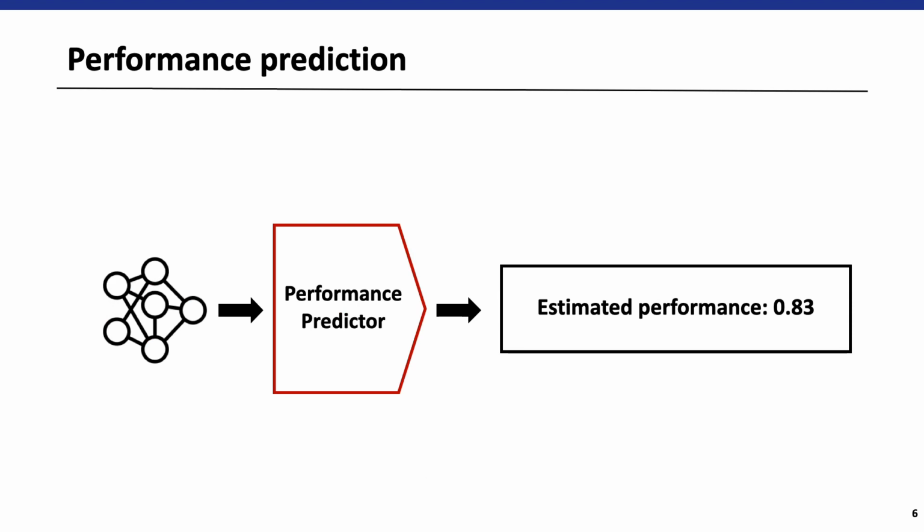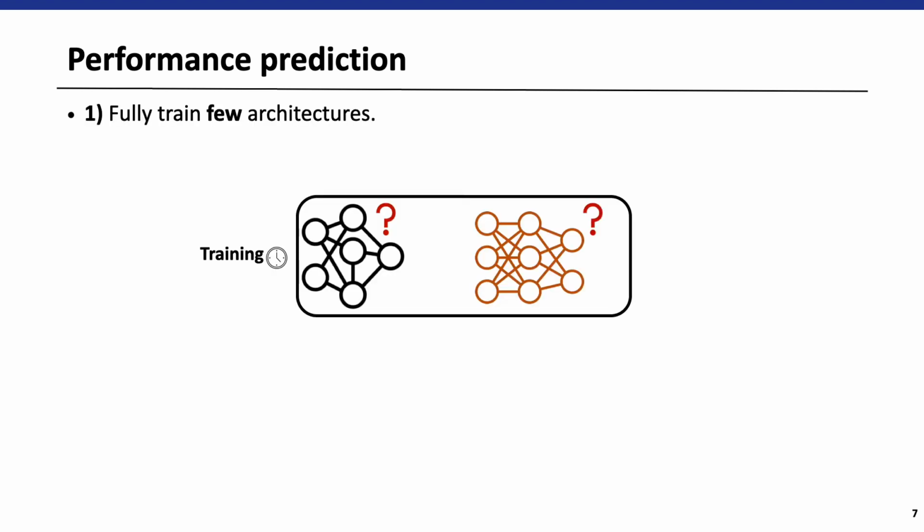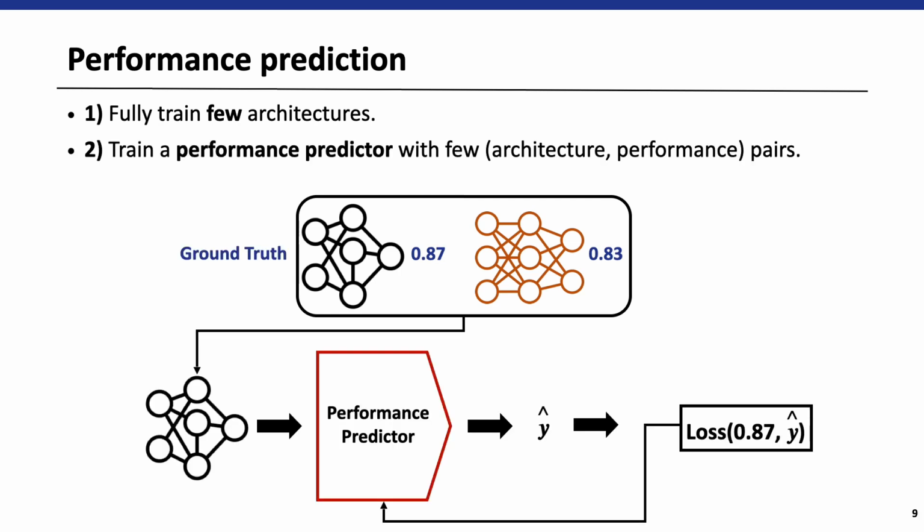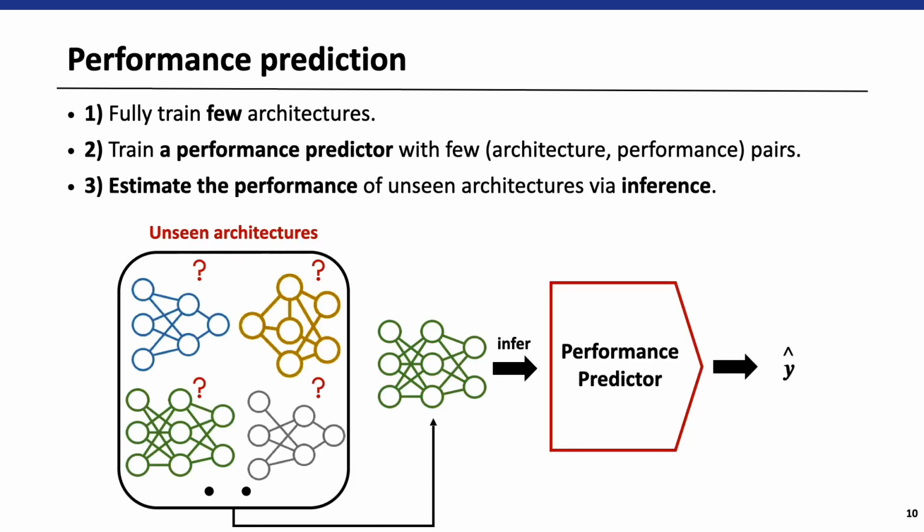Specifically, we can train a performance predictor that takes a neural architecture as input and outputs the predicted performance. To be specific, first, fully train a few architectures. Then, we can obtain the true performance of these architectures. Then, we can train a performance predictor using these few architecture-performance pairs. After training this performance predictor, we can estimate the performance of other architectures through inference.